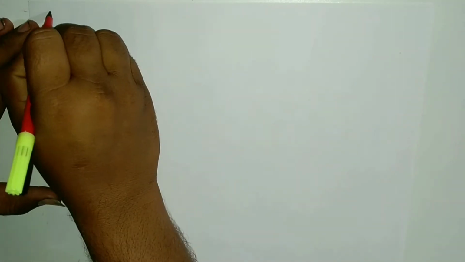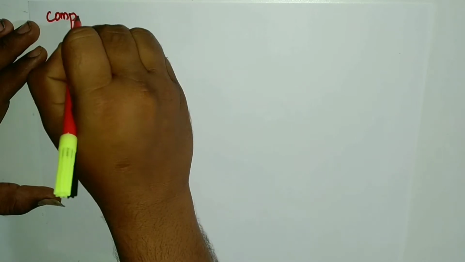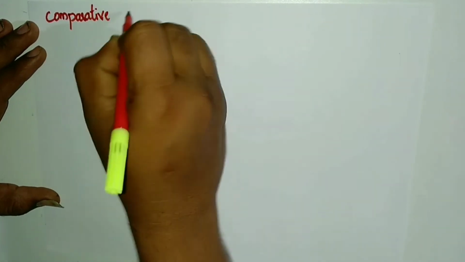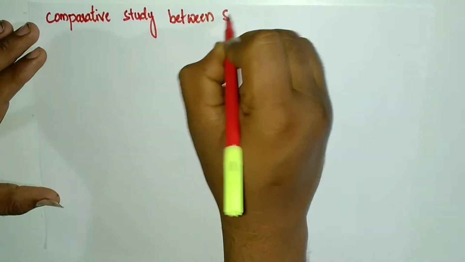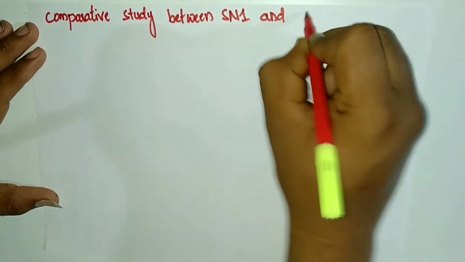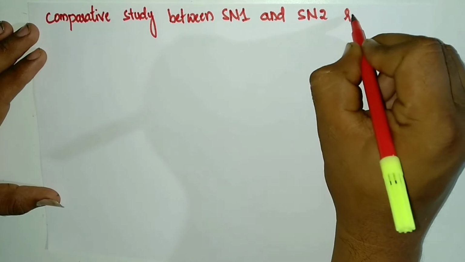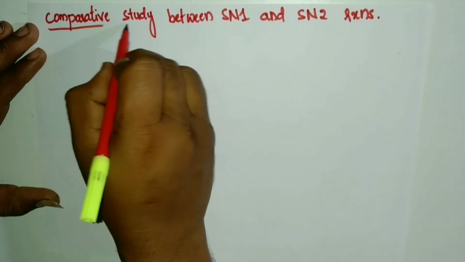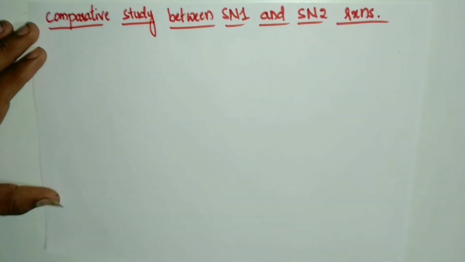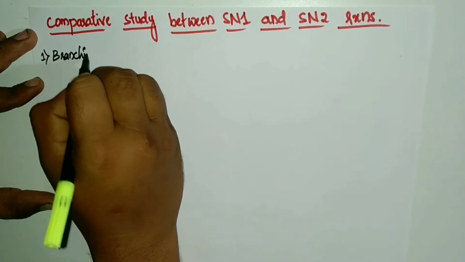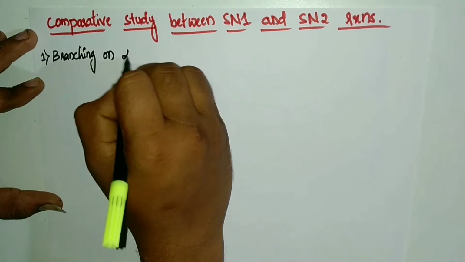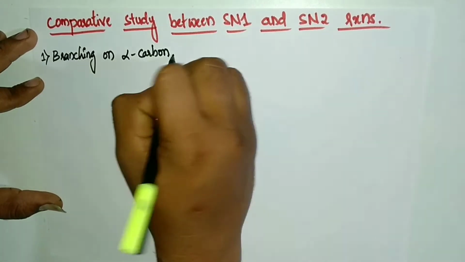In this video, we will discuss the comparative study between SN1 and SN2 reactions. We will take some terms and make some comparisons between SN1 and SN2 reactions. The first comparison is branching on alpha carbon. So, what about the branching on alpha carbon in the case of SN1 and SN2 reactions?